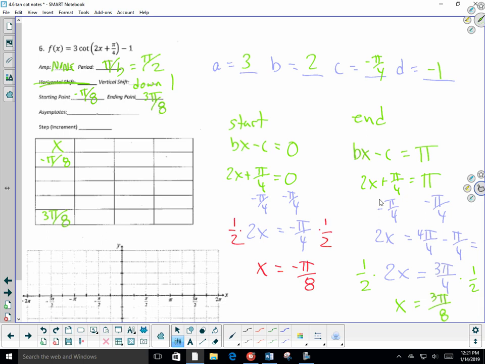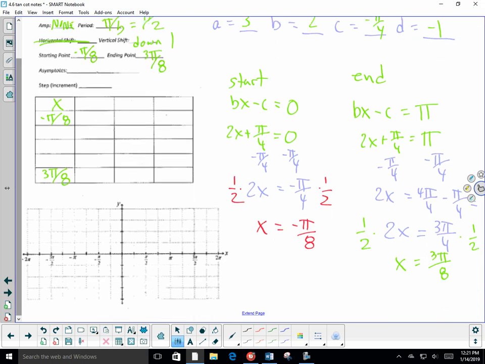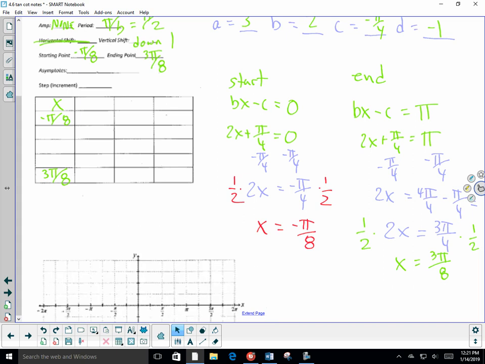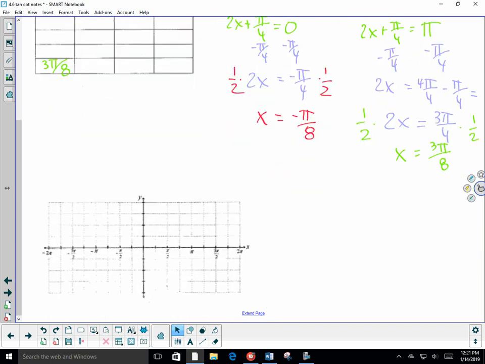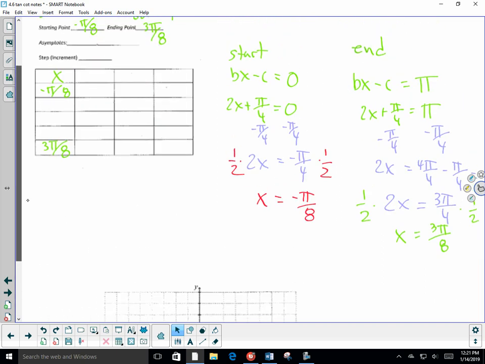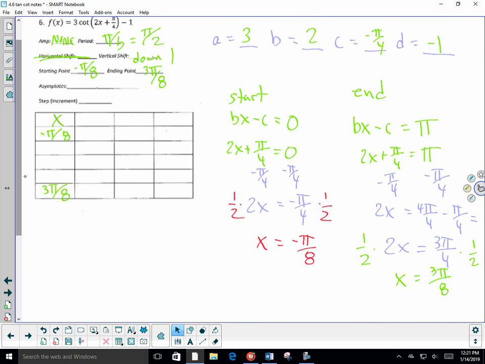Let's talk about the step for a minute. Slide this graph down, not ready for this yet. All right, to find the step, I'm going to take the period, which we decided was pi over 2.